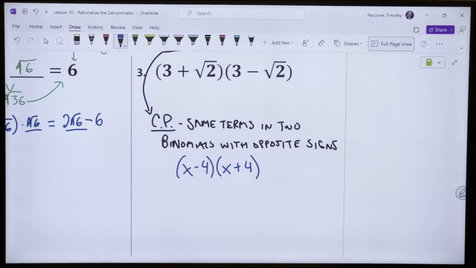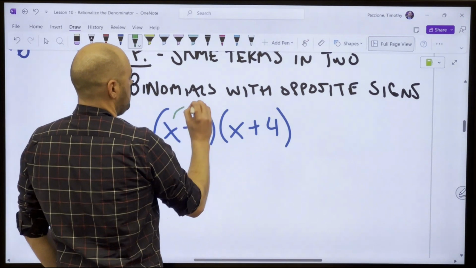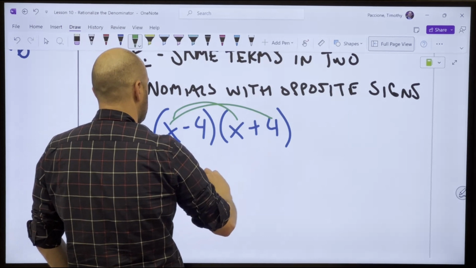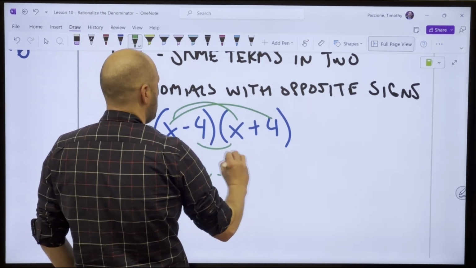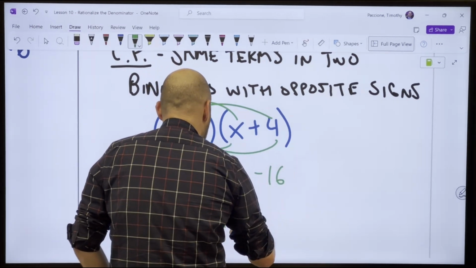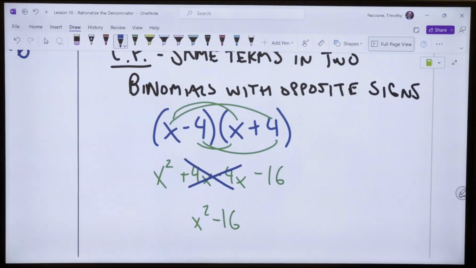Anybody know what that's the result of? When did we get x minus 4, x plus 4, or x minus 2, x plus 2? Yeah, a difference of perfect squares, right? So if we FOILed this, it would be x squared plus 4x minus 4x minus 16, which is just x squared minus 16. What happened? Those two cancel.